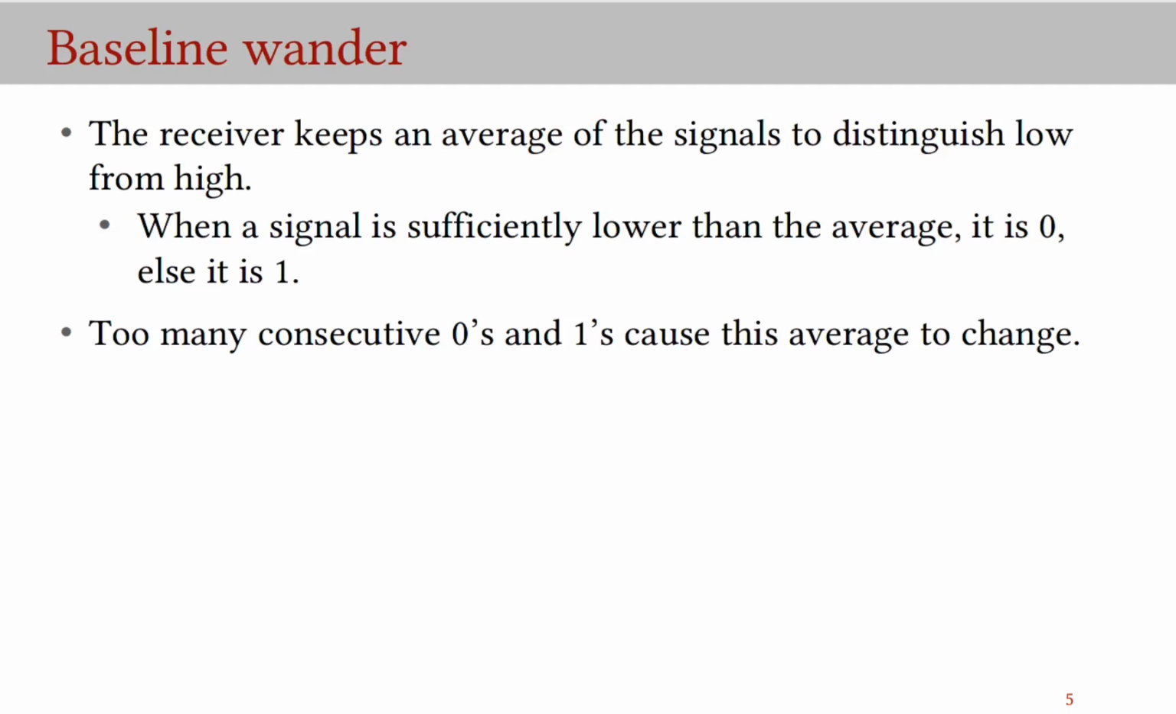NRZ does not work well when the data contains long strings of zeros and ones. It turns out that receivers keep an average of the signals, and they use this average to distinguish low from high. When a signal is sufficiently lower than the average, the receiver would decode it as 0, otherwise it decodes it as 1. Too many consecutive zeros or consecutive ones cause this average to change, and that results in difficulty in distinguishing 1 from 0, and this is called baseline wander.